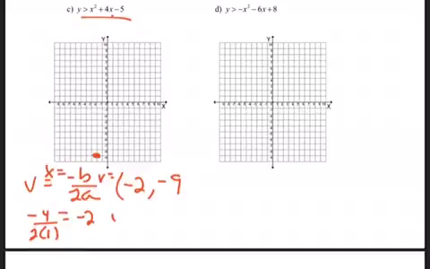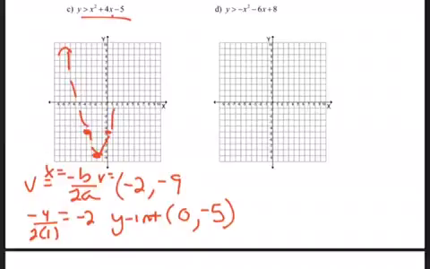And then again, I'm going to find my y-intercept so that I can mirror that point. I get 0, comma, c, which is negative 5. So I get 0, negative 5, and that's 2 spaces, so I'm going to go 2 spaces the other way. And it's a strictly greater than, so I'm going to make it dotted. And since it's greater, I'm going to shade above, which is, in this case, inside my parabola.